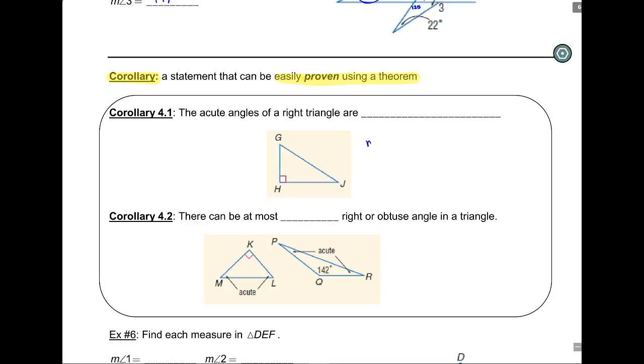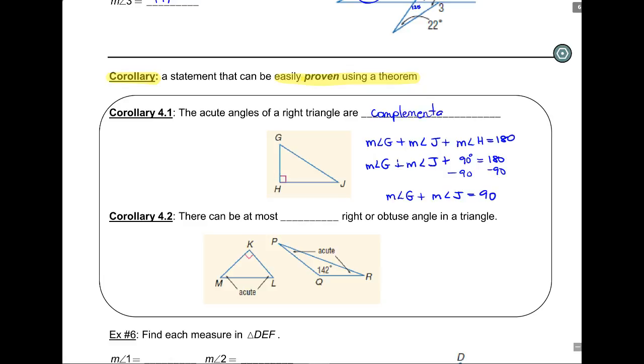Well, if measure of angle G plus measure of angle J plus measure of angle H have to be equal to 180, and we see that H is 90 degrees, then that means if I subtracted 90 from both sides, I know angle G and angle J have to add up to 90. So regardless, anytime you have a right triangle, the acute angles are going to be complementary. That's a corollary that follows the triangle angle sum theorem. And then there can be at most, and this is something we talked about in the last section, one right or obtuse angle in a triangle. We can't have more than one obtuse. If we had two obtuse, there's no way those would join. Same thing if you had two right angles. So you can't make a triangle in either of those cases.